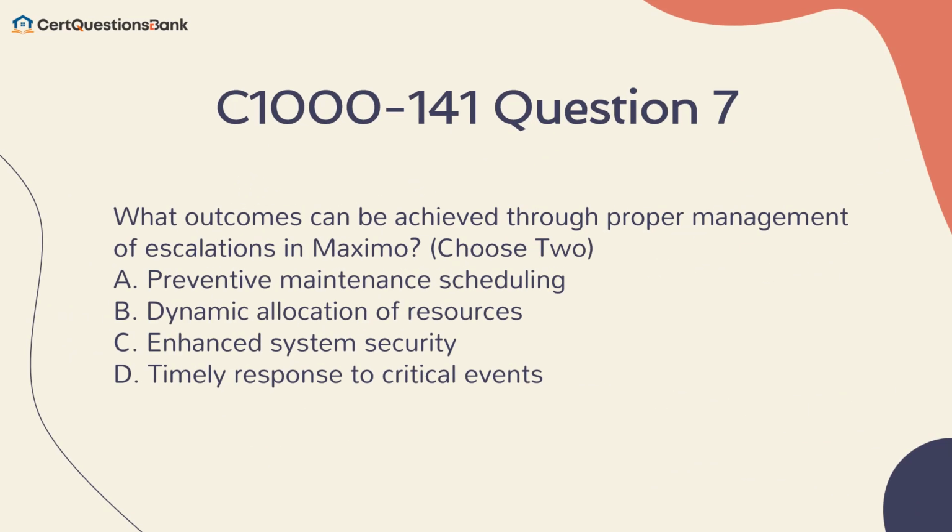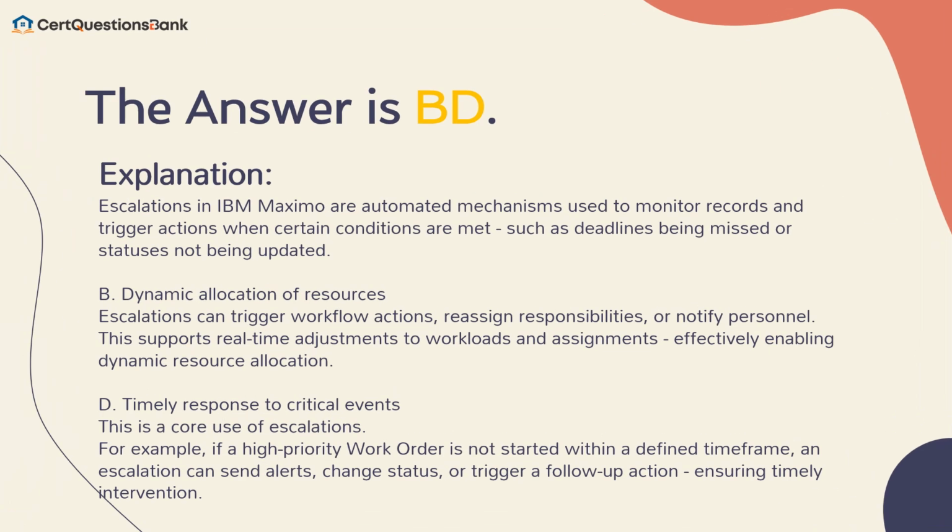What outcomes can be achieved through proper management of escalations in Maximo? Choose 2. A. Preventive maintenance scheduling. B. Dynamic allocation of resources. C. Enhanced system security. D. Timely response to critical events. The answer is B and D.